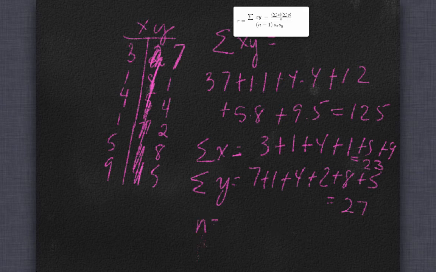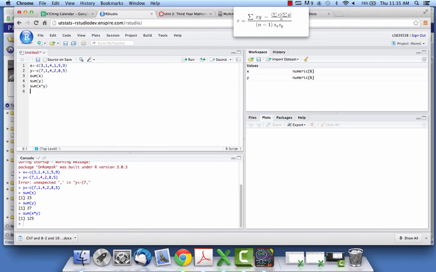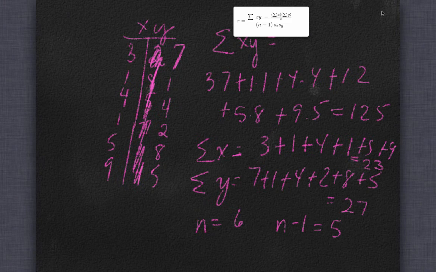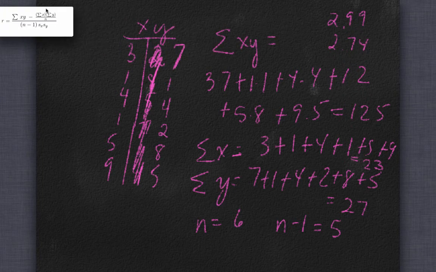N is 6, so n minus 1 is 5. And again, you'll be given these SDs. Now, I don't have them, so I'm just going to calculate them here. So you would have been given 2.99 and 2.74. This was SDX, SDY. Okay, so here's the pertinent information.